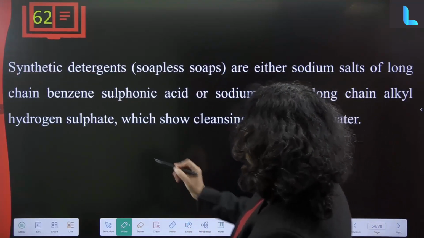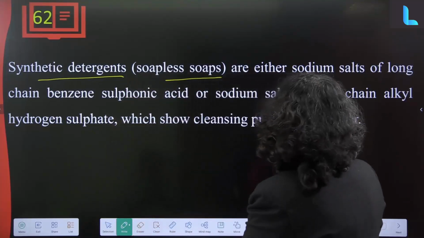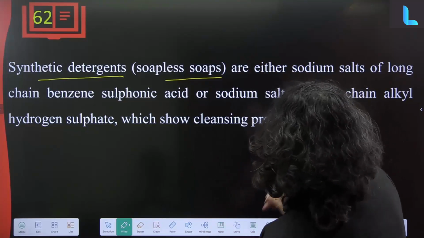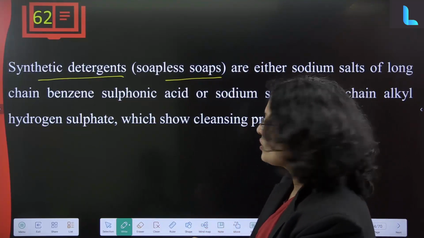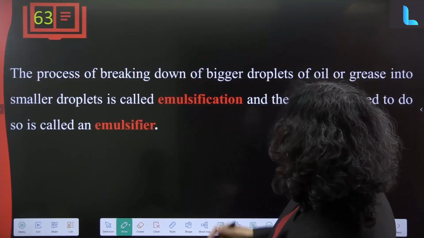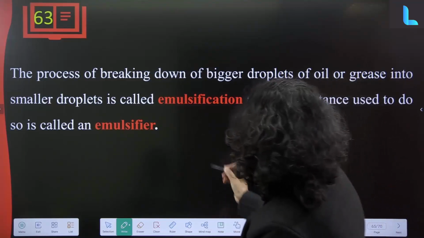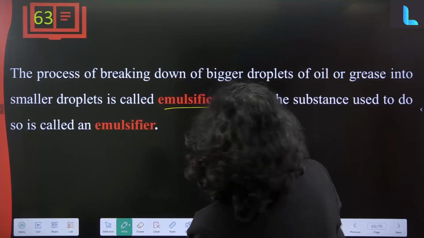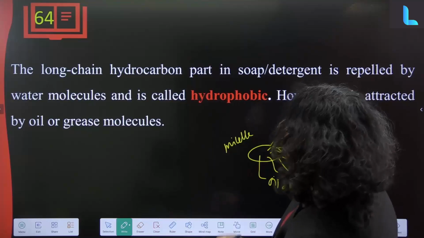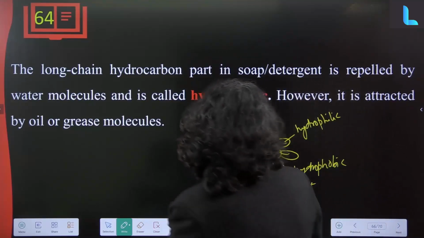Now synthetic detergent, which is also called soapless detergent, soapless soap nowadays, which is very popular, is either a sodium salt of long chain benzene sulfonic acid or a sodium salt of long chain alkyl hydrogen sulfate, which shows cleansing properties in water, same as detergents. The process of breaking down bigger droplets of oil or grease into smaller droplets is called emulsification, and the substance which we are using is called an emulsifier. Okay, so the long chain hydrocarbon part in soap or detergent is repelled by water molecules and is called hydrophobic.